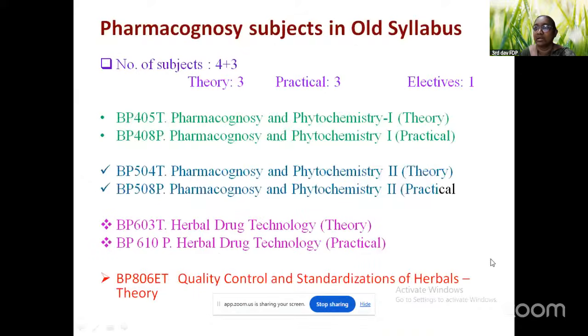So these are the subjects present in the whole syllabus, a total of 4 theory subjects and 3 practicals with 1 elective. The previous ones are Pharmacognosy and Phytochemistry 1 along with practical, Pharmacognosy 2 with practical, and Herbal Drug Technology along with the practical, and 1 elective as Quality Control and Standardization of Herbal Drugs. This is with regard to the whole syllabus.